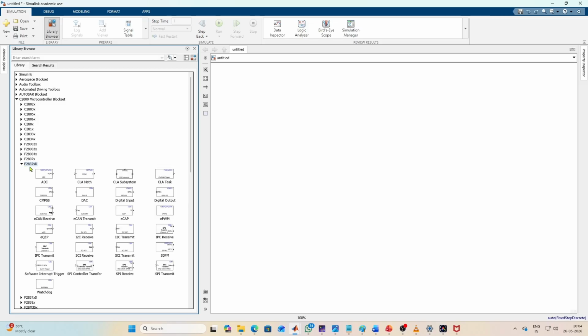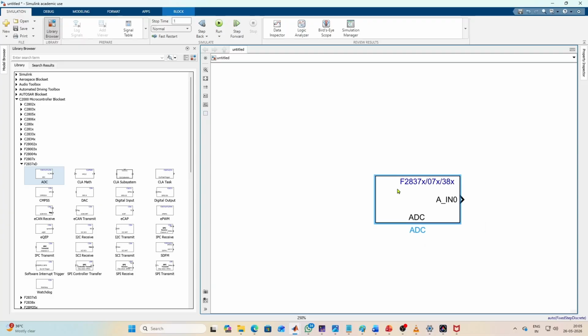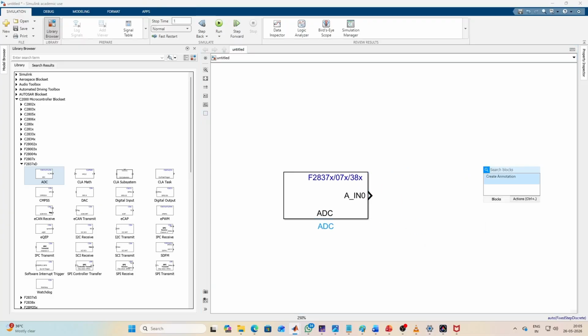After opening F2837XD, we can see different blocks, such as ADC, GPIO, PWM, DAC, ECAP, EQEP, SPI, SCI, and other peripheral blocks. To read any analog input signal through the LaunchPad, we need the ADC block. Therefore, I will drag the ADC block into the Simulink model. This ADC block will be used to read the selected ADC channel, which we will configure according to the ADC pin name available on the LaunchPad.